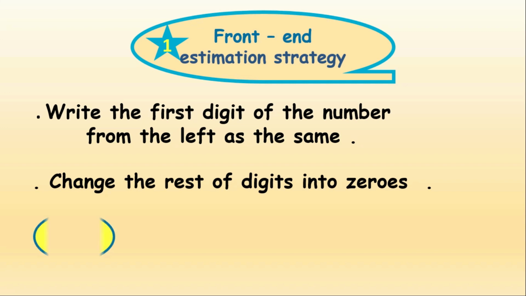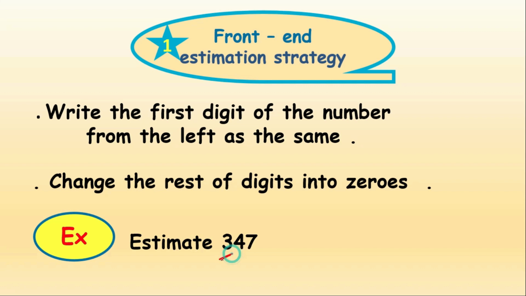Let's see an example to understand. Estimate 347 using front-end estimation. The first digit from the left is 3. Write 3 without a change. Then the next step, change the rest of the digits into zeros. What are the rest of the digits? 47, replaced by 2 zeros. This is the meaning of front-end estimation.